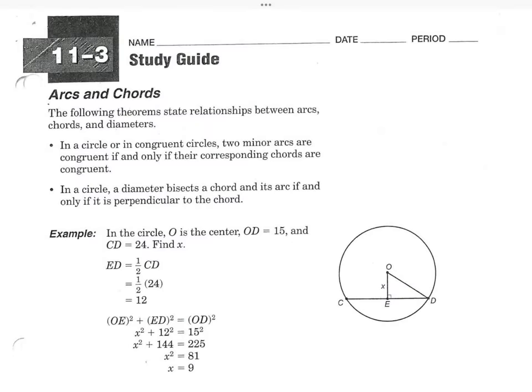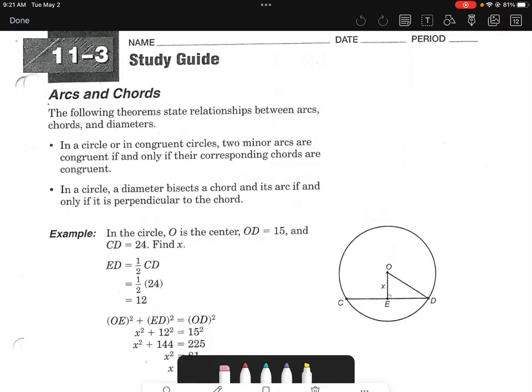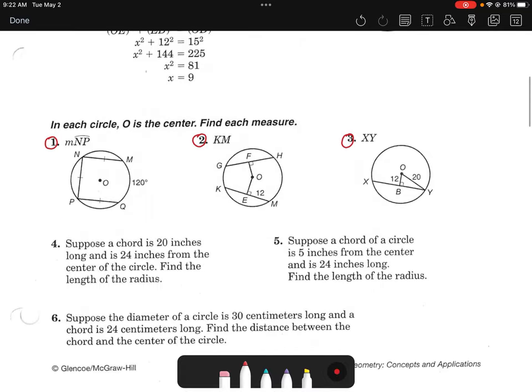This is the study guide for section 11.3. It's on arcs and chords. Now, just like any other study guide, this study guide gives you information. So if you're not sure what you're doing, you could read over that. There's two theorems there. We had theorem 11.4 and 11.5. We're going to use both of those here.